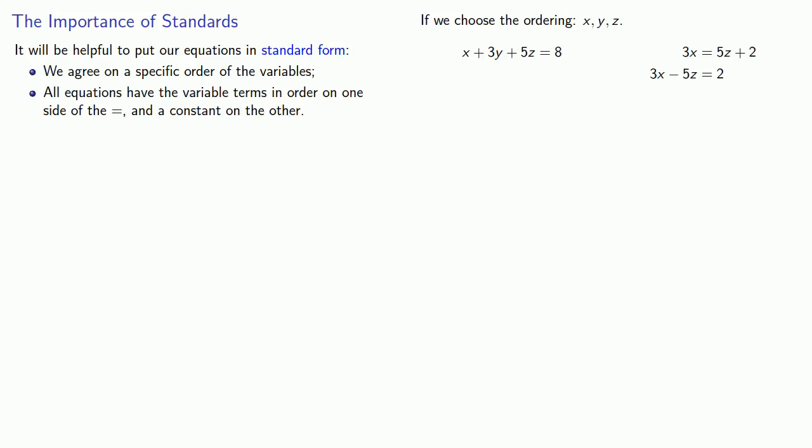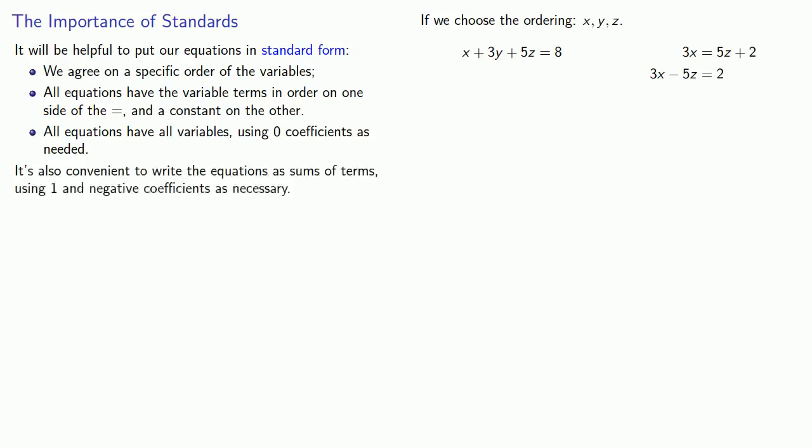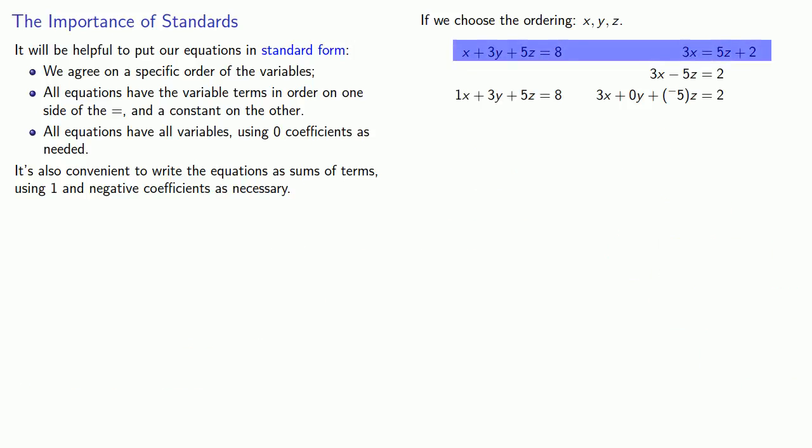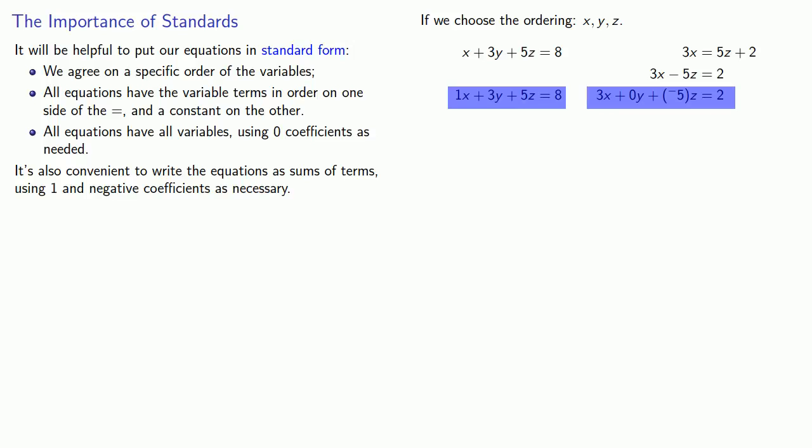One more feature of standard form is that all equations should include all variables, so we'll need to use zero coefficients as necessary. It'll also be very convenient to write our equations as sums of terms, and so that means we'll want to use coefficients of 1 and negative numbers as necessary. So this equation will want to include a 0y so that it has all variables, and we'll change that minus 5z into a plus negative 5z. It's also convenient to write the coefficients of 1 that we ordinarily omit. And so we've rewritten our original system of equations as two equations in standard form.